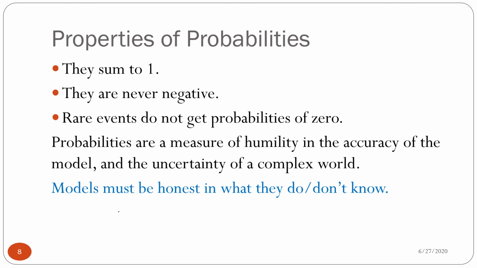The probability should not be negative. There are some rare events, and rare events will have very low probability, but we should not let a rare event have a probability of 0. That is bad.